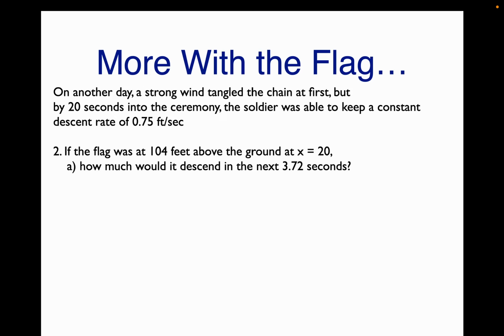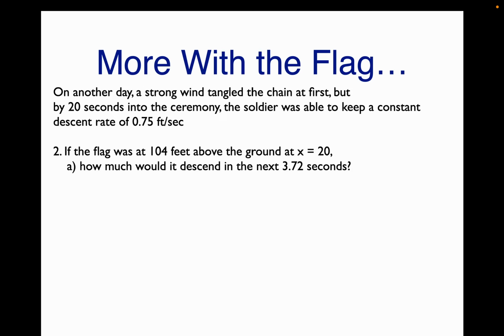If I want to know how much would it descend in the next 3.72 seconds, is this question asking about x, delta x, y, or delta y? Which one is it asking us to find? Delta y. Yeah, delta y. Delta y is not too hard. Delta y is m delta x. I know m, negative 0.75, since we've gotten the chain untangled. And what's delta x?